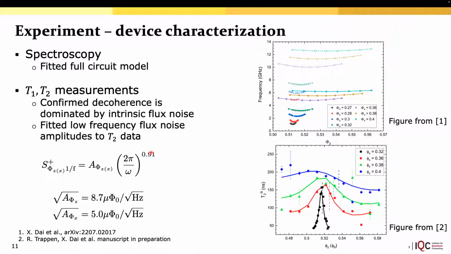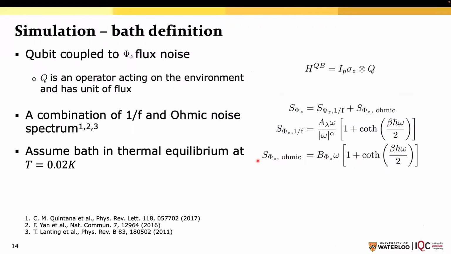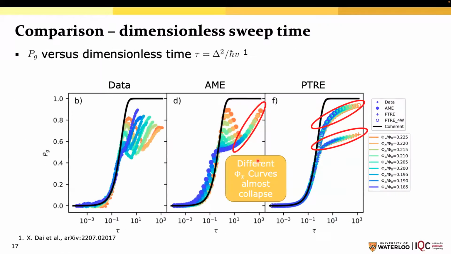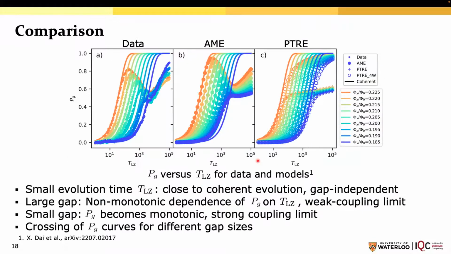Sorry, can I ask one more quick question as well? Yes, please. Go ahead. So in the very last slide, in the PTRE, in the strong coupling regime, there are two curves, right? I'm just wondering, why do we choose 4W rather than any other power factor of W? Was there any fitting involved in choosing this particular factor?